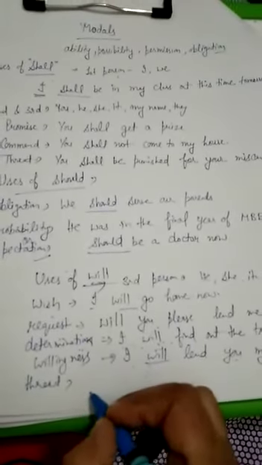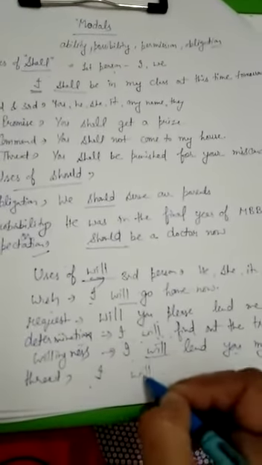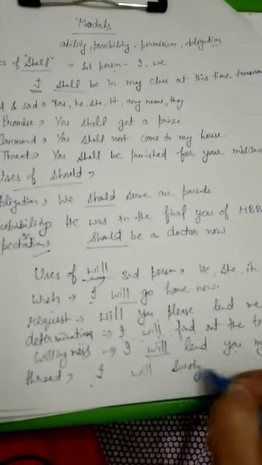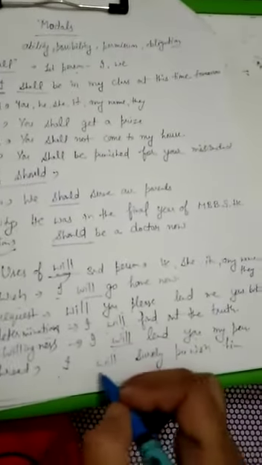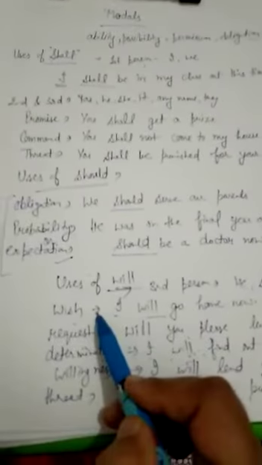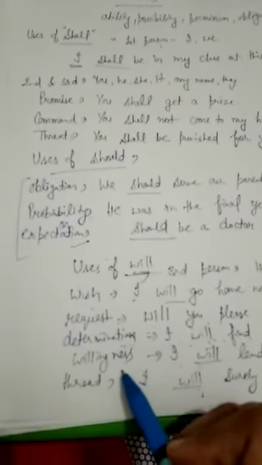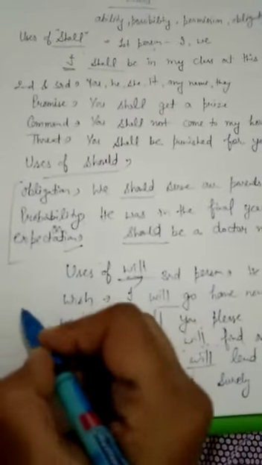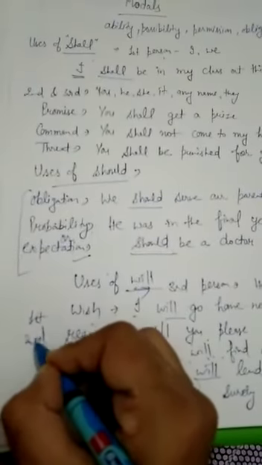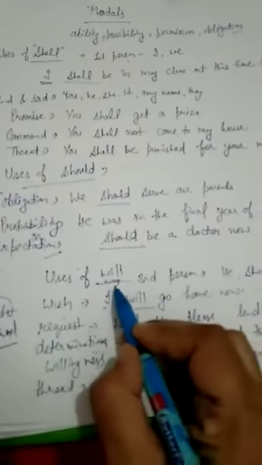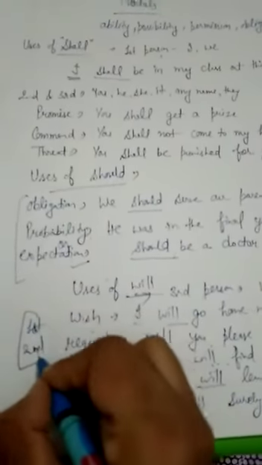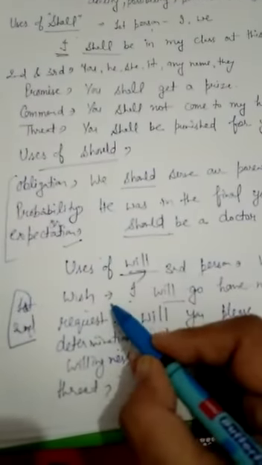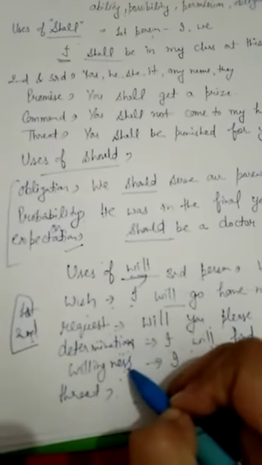When there is a threat: I will surely punish him. So here there is a threat. With the first person, will shows wish, request, determination, willingness and threat. Normally we use will with the third person, but when we use it with the first or second person, it becomes wish, request, determination, willingness and threat.